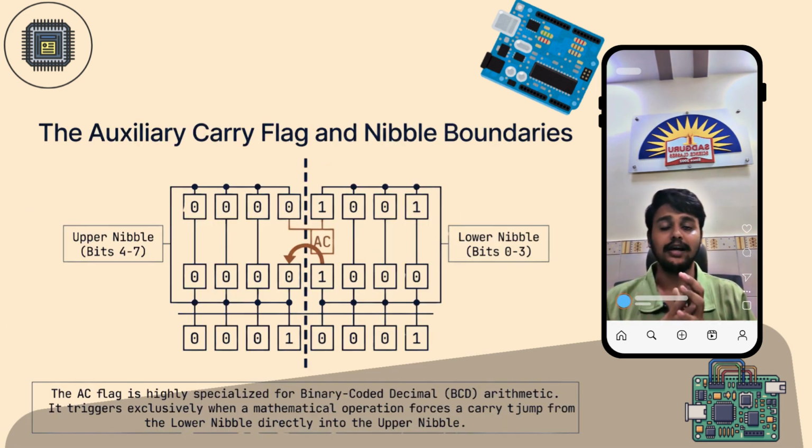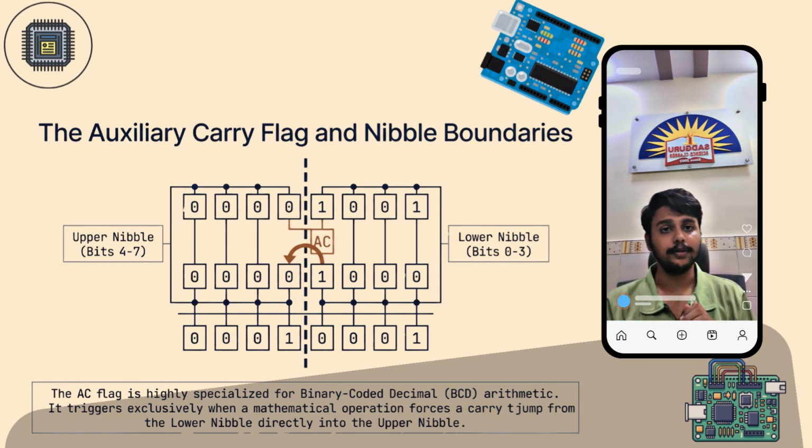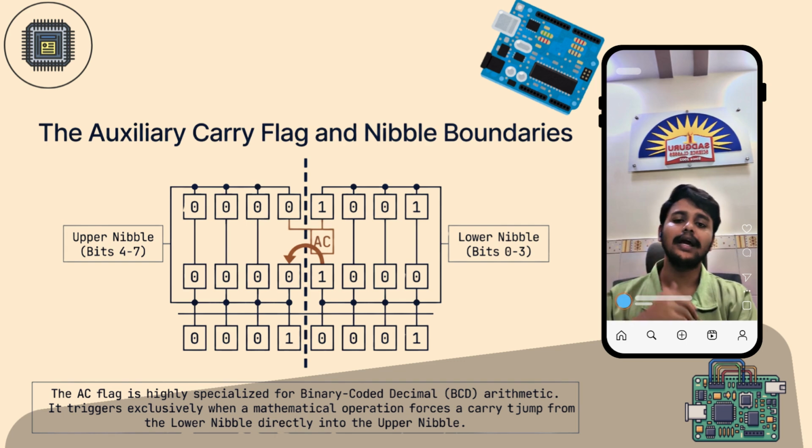The auxiliary carry flag, or the AC flag, is mainly used in BCD arithmetic operations. It indicates whether there is a carry from the lower nibble, which is the lower 4 bits, to the upper nibble during an arithmetic operation.